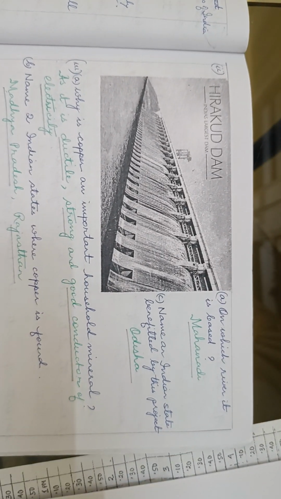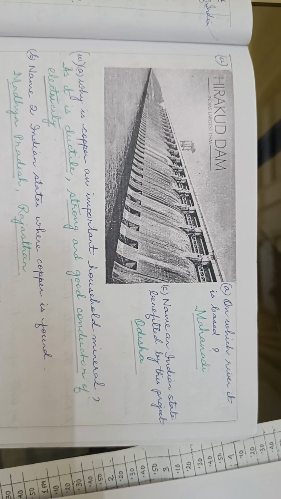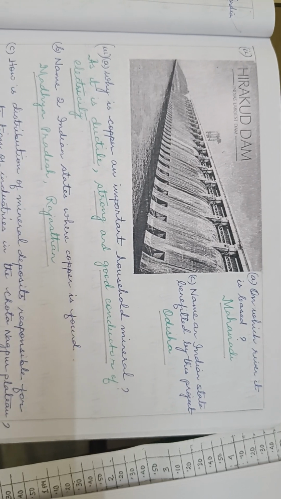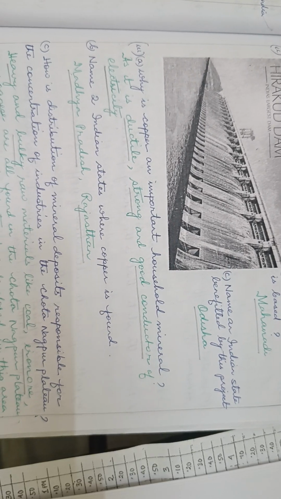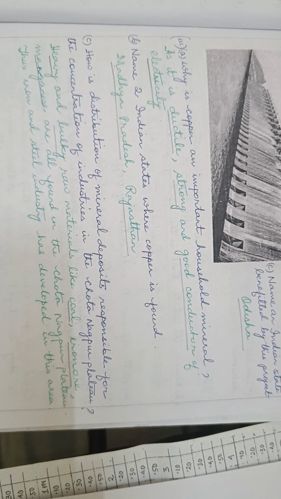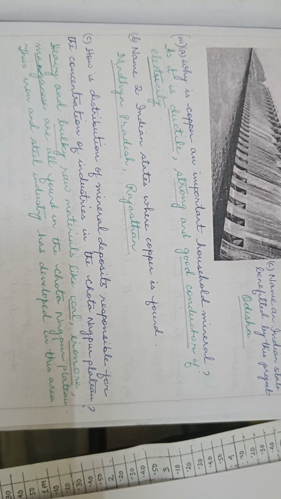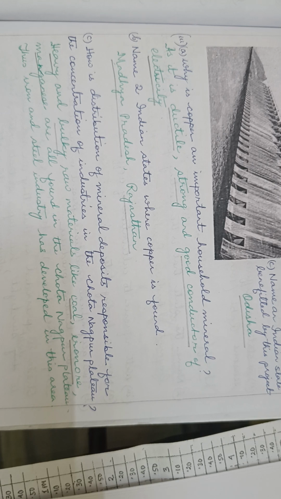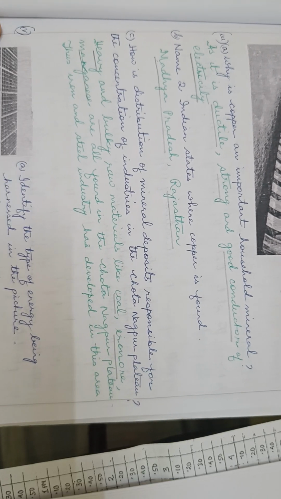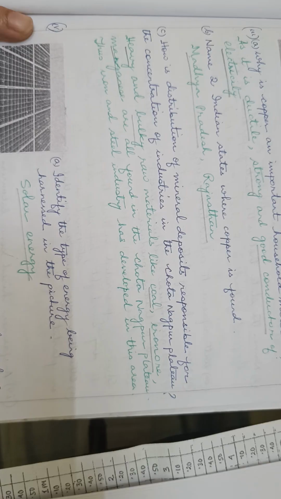Now children, again we have a picture of Hirakud Dam. It is on river Mahanadi and the state benefited is Orissa. Roman number 3A, copper is an important household mineral because it is ductile, strong and a good conductor of electricity. And then name two Indian states where copper is found. One is Madhya Pradesh, the other one is Rajasthan.